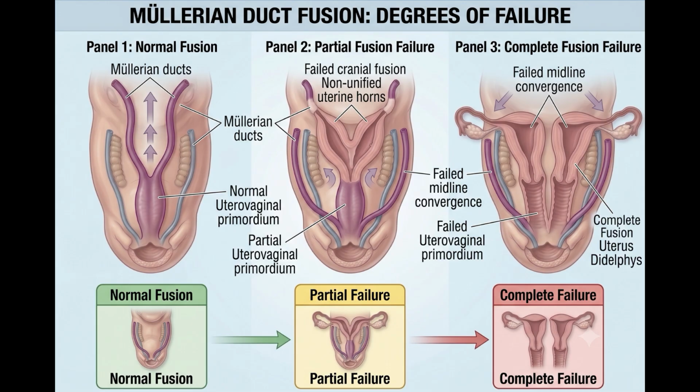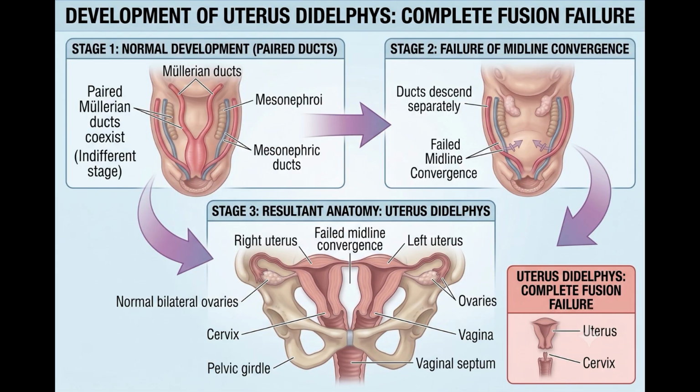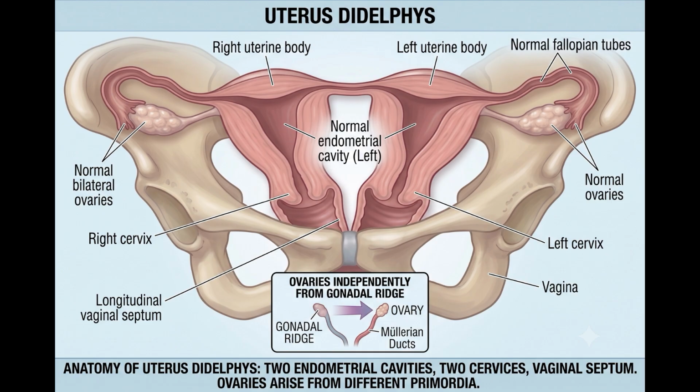If this process is interrupted, the uterus cannot develop as a single midline organ. Instead, the degree of separation depends on how much fusion has failed. The most complete form of fusion failure is known as uterus didelphys. In this condition, the two Müllerian ducts develop normally but never fuse with one another. As a result, each duct forms its own uterus. The patient, therefore, has two completely separate uterine cavities, each with its own cervix. Because the lower portions of the ducts also remain separated, a longitudinal vaginal septum is frequently present.